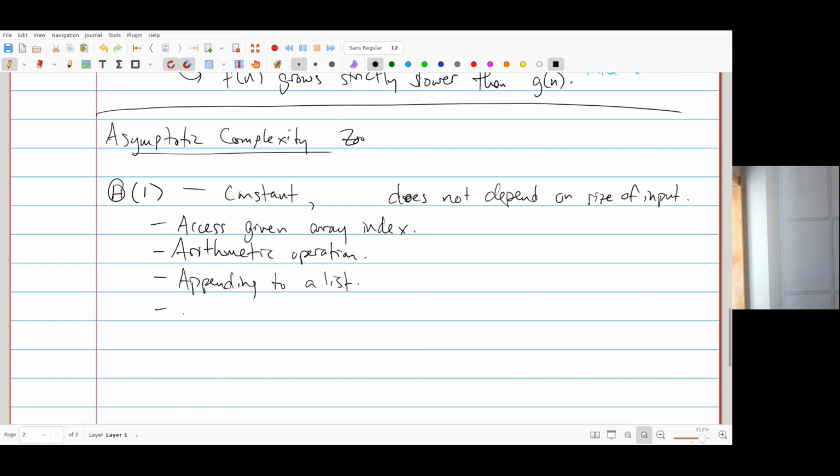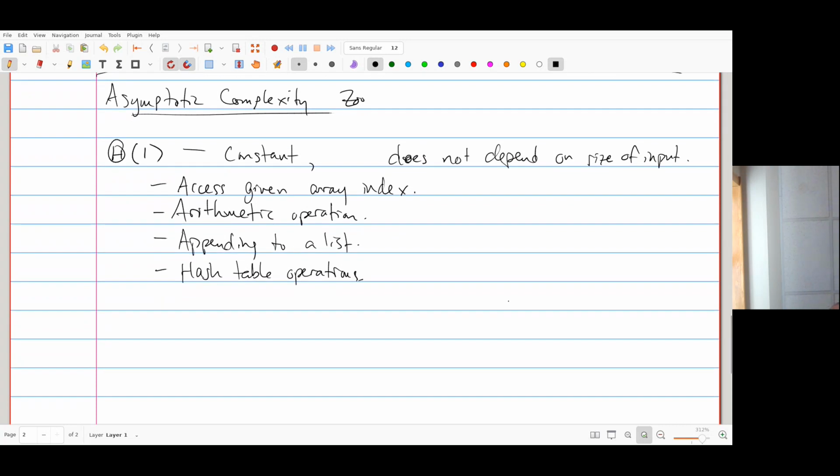Also, usually we think of hash table operations. Again, big fat asterisk next to it, but essentially we can think of inserting or removing from a hash table as constant time. There's other things, but those are a good start. So the next one I'm going to talk about is theta of log n. So this is logarithmic.